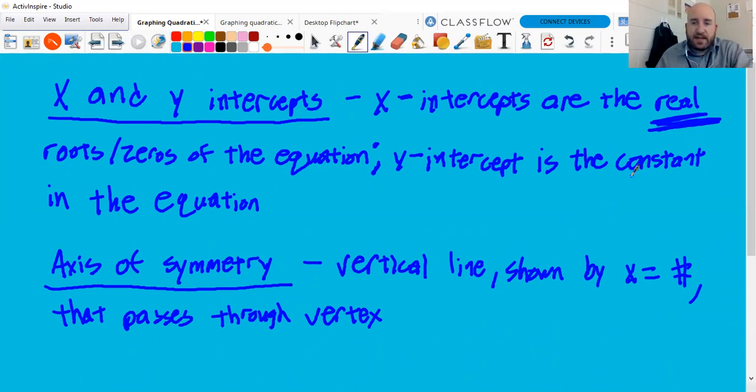That's what we just did with solving quadratics. The y-intercept is the constant in the equation. That's what I was talking about a few slides ago with ax squared plus bx plus c. This c is going to be my y-intercept and could also be negative as well.